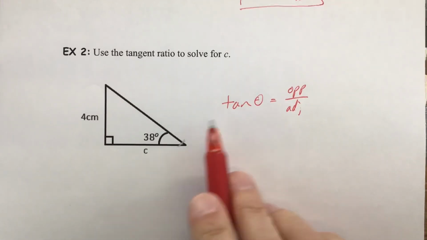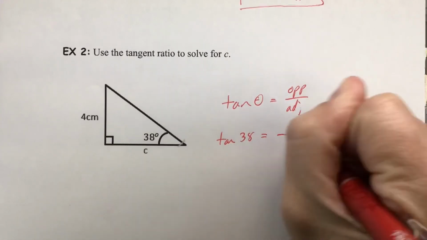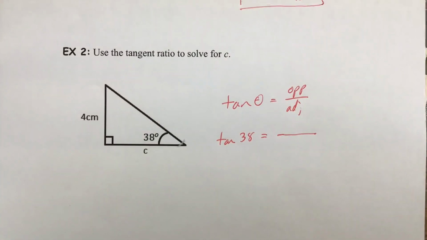All right, our theta is going to be the 38 degrees. So we have tangent 38 is equal to, we do have the opposite side this time. So you're going to be able to put the 4 on top. What we don't have is the adjacent side, so we'll put a C on the bottom for that. All right, so you can solve it in 2 parts, which is what I'm going to demonstrate first. But when I'm done with that, I'm going to show you a shortcut that I use.